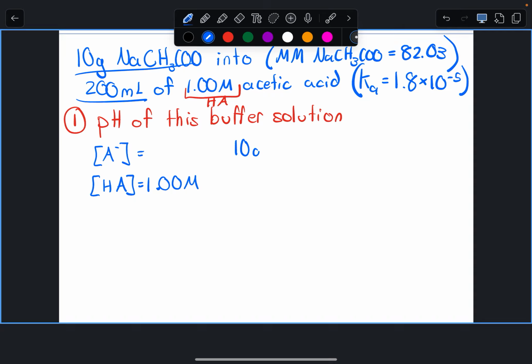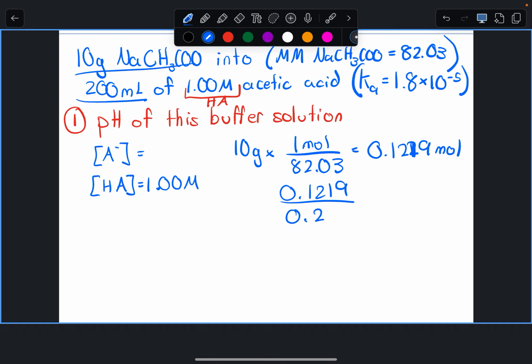Over here. And then after you've gotten that, you're going to do the Henderson-Hasselbalch equation to find the pH. Not molar. That's moles. Then we're going to divide by liters to get molarity.